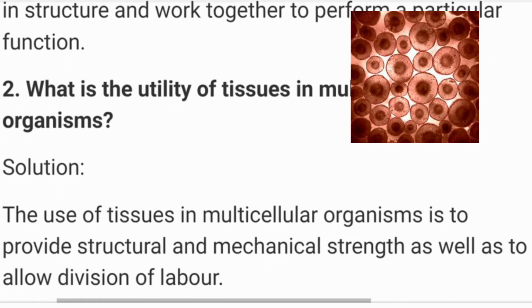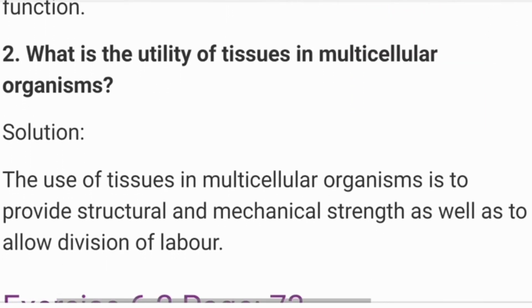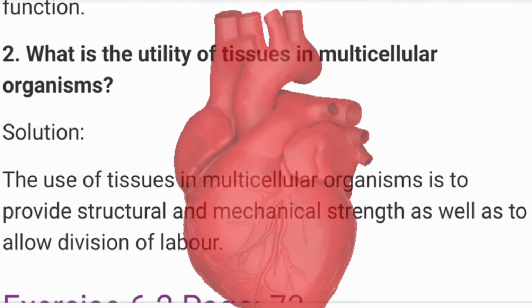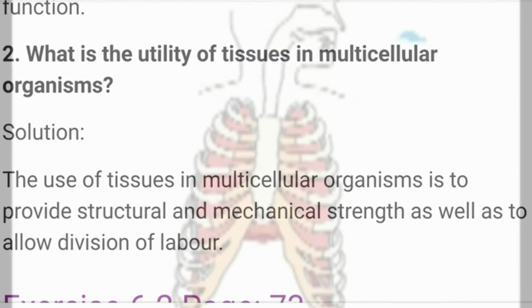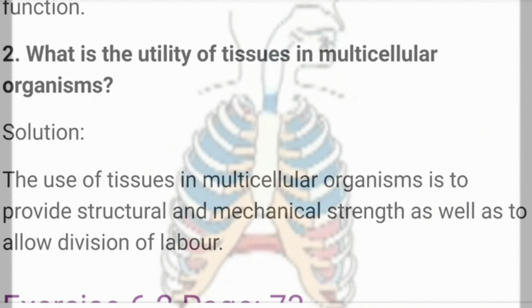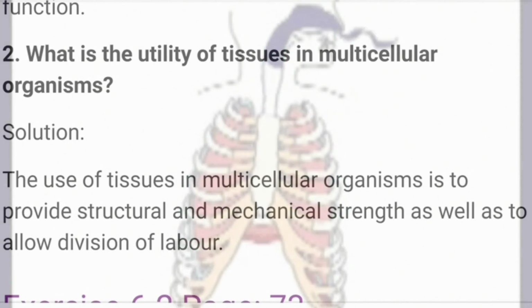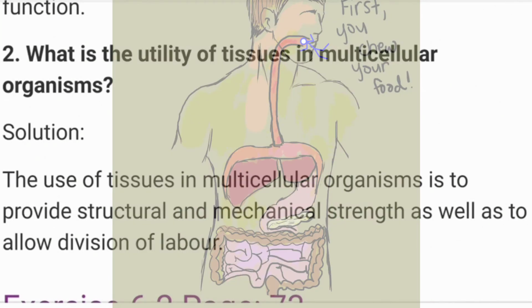Second one, what is the utility of tissues in multicellular organisms? The use of tissues in multicellular organisms is to provide structural and mechanical strength as well as to allow division of labor. Division of labor means the division of work, that is, the particular functions they are performing.